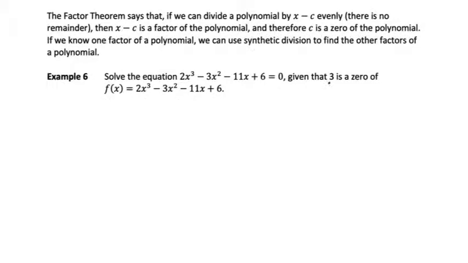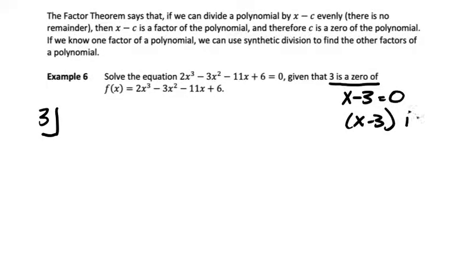So 3 is a 0 of the polynomial. That means that I'm going to do synthetic division and divide by 3. So if 3 is a 0, then that tells me that x minus 3 equals 0, and so x minus 3 is a factor. So I'm going to set up my synthetic division. I'm going to have 3, and then my coefficients of my polynomial are 2, negative 3, negative 11, and 6.